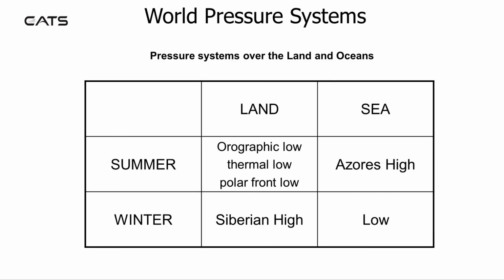World pressure systems. Pressure systems over the land and oceans. Over land in the summer, we tend to get orographic lows, thermal lows and polar front lows. And in the winter, the Siberian high, for example. Over the sea in summer, a good example would be the Azores high, and over the sea in winter, low pressure.